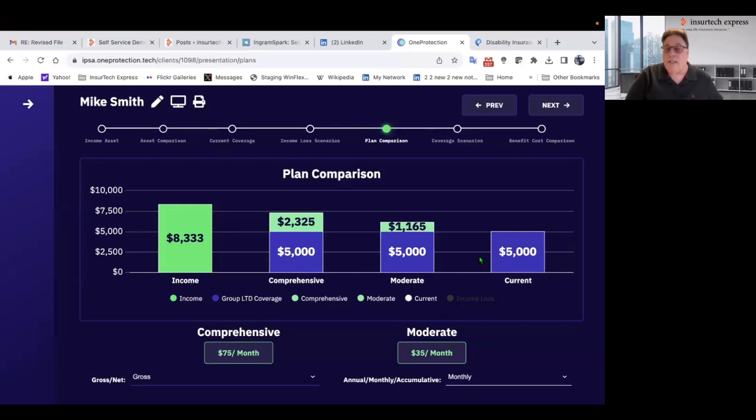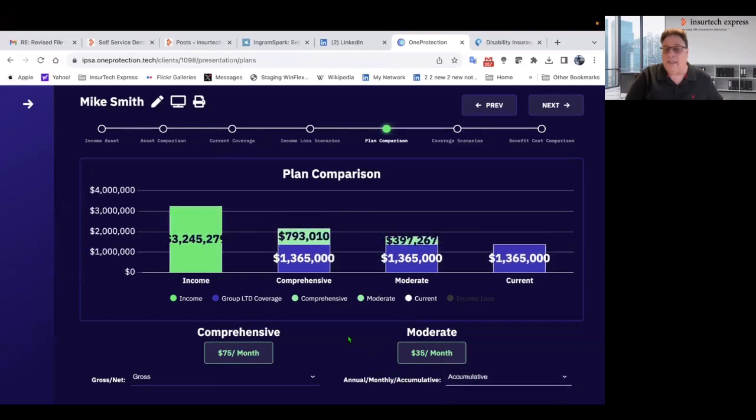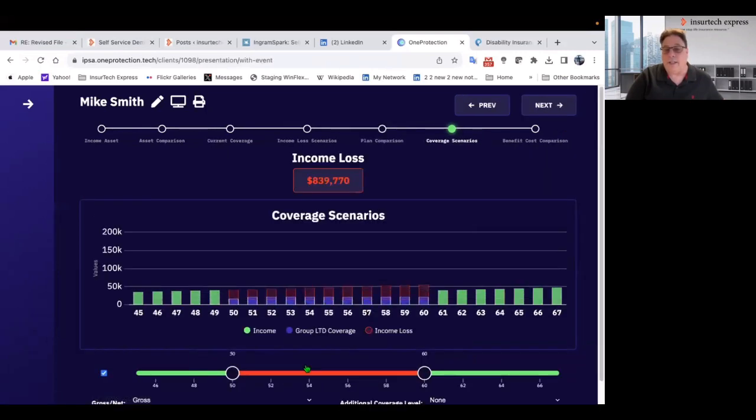We want to look at that monthly. We'll see $1,165 a month on the moderate coverage, and $2,325 we're picking up on the comprehensive. And if we were to accumulate this over the period of our retirement, this is significant dollars being covered here. Let's go to the next screen.